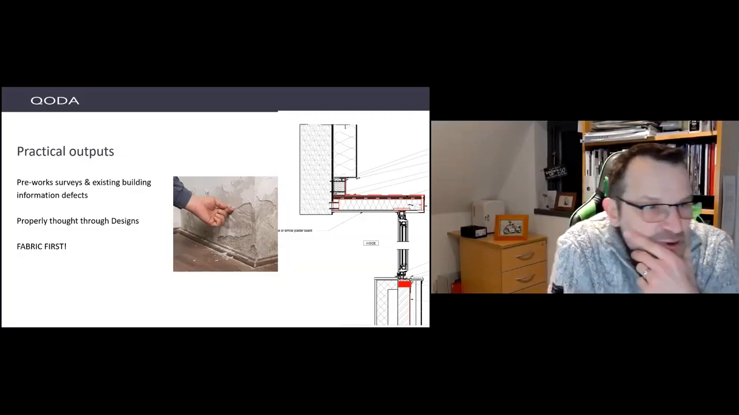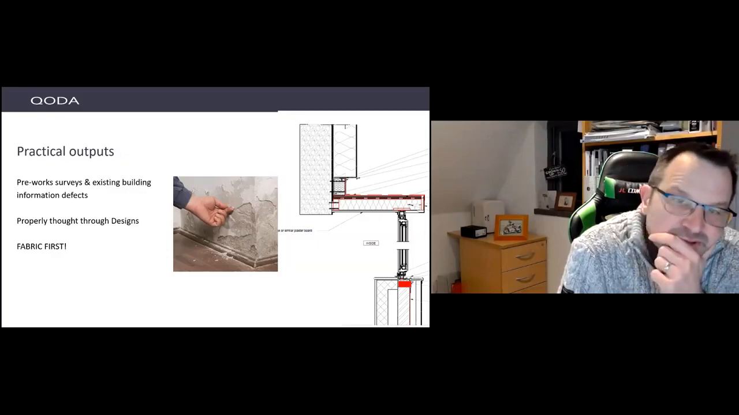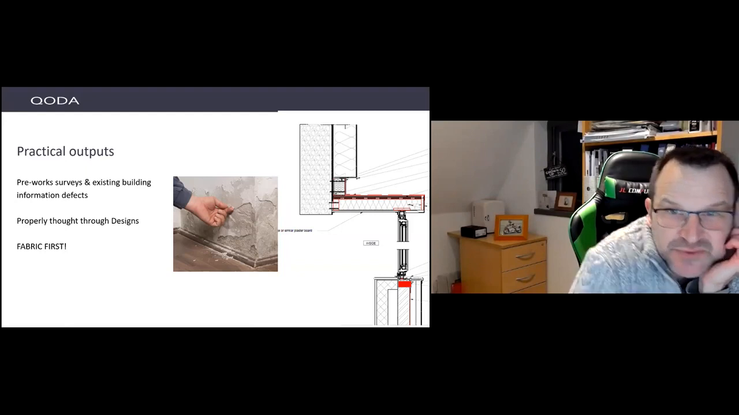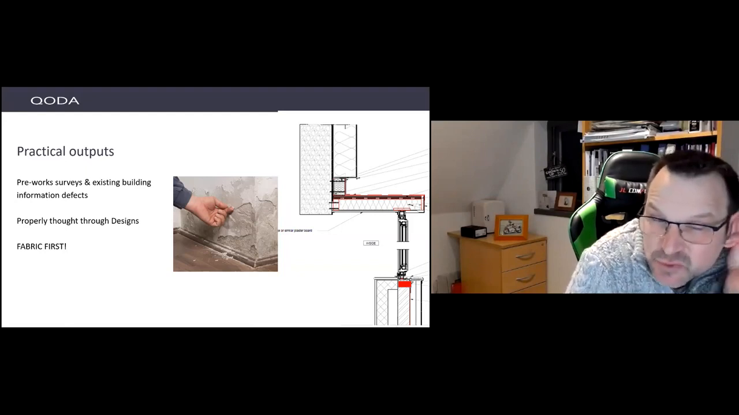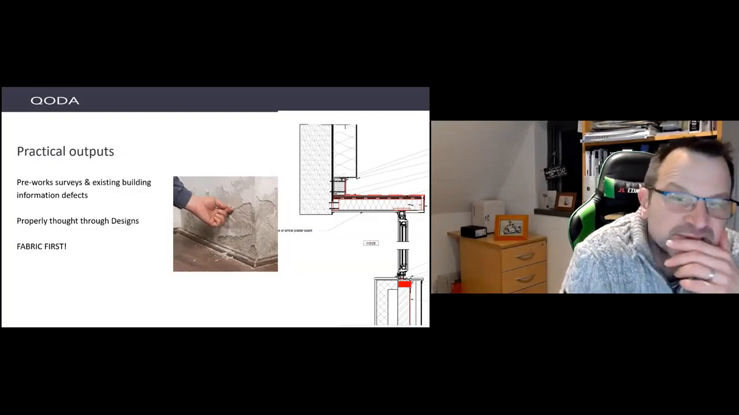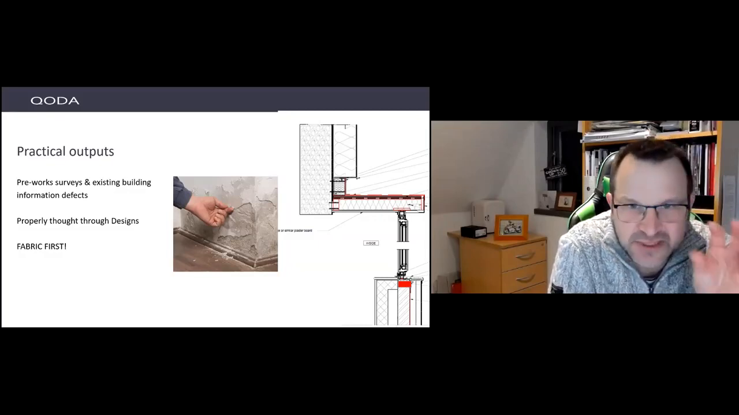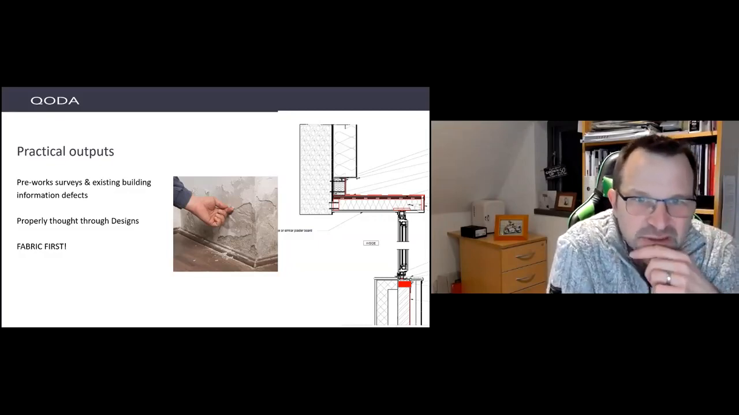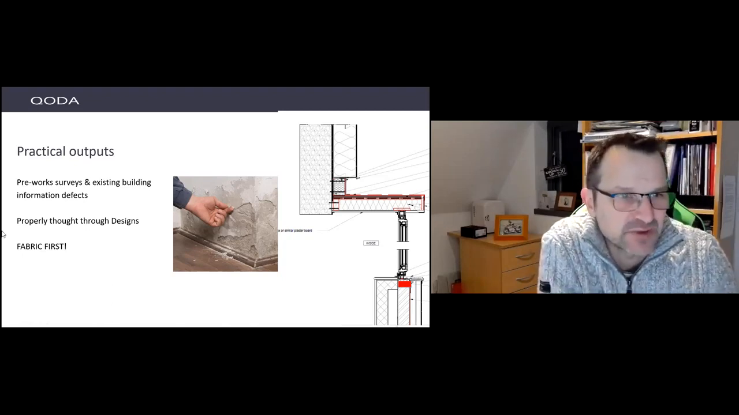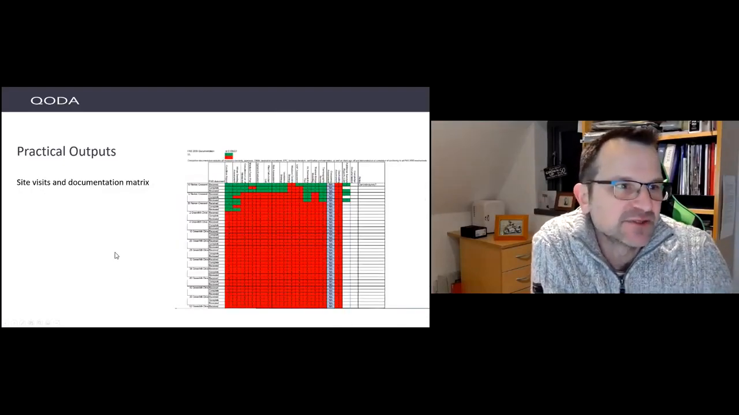We're then going to work on coming up with a thorough set of designs. The drawing on the right-hand side is where we were looking at a bay window, and we're trying to make sure there was a continuity of insulation from the wall insulation to the bay window roof, all the way down to the walls below. So we're putting together detailed section drawings of the works that we intend to apply to a particular building. And it's always fabric first. How can we improve the fabric of the building, make it much more energy efficient?